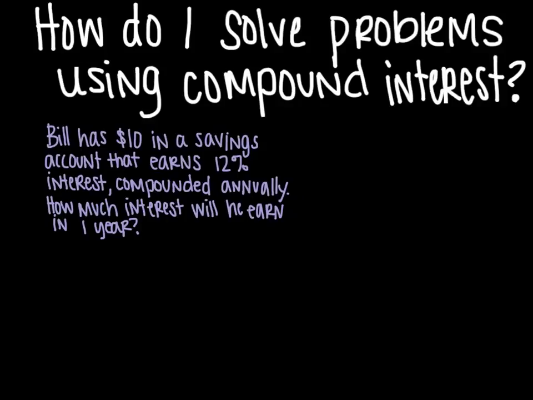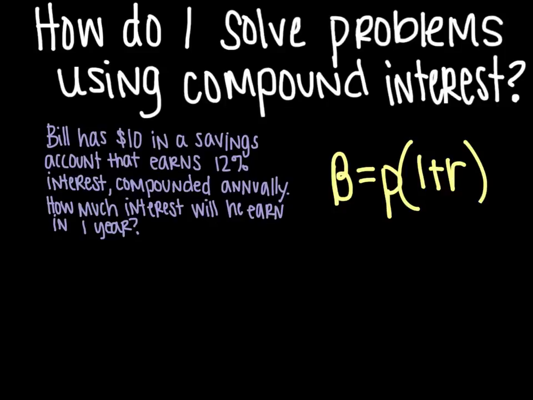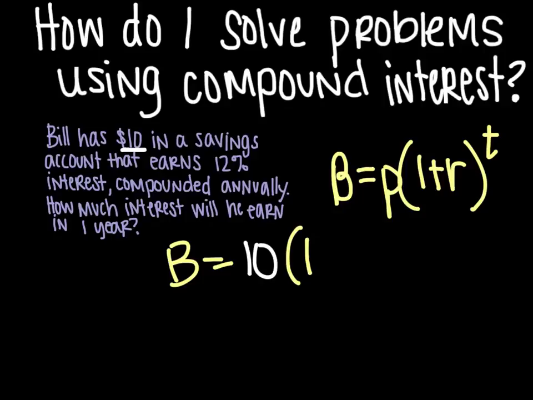So we are going to start with our original, which is B equals P, parentheses 1 plus r, to the power of t. Balance is our ending, which is what we're trying to find. Then P is our principal, that's our starting amount. He started with $10. So P equals 10. And then this 1 plus is always there. And then r is our interest rate.